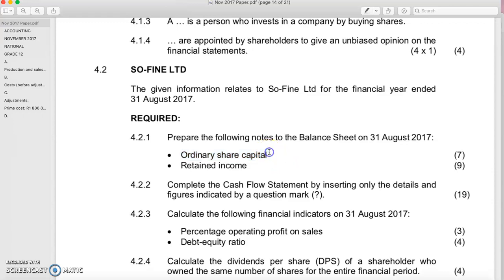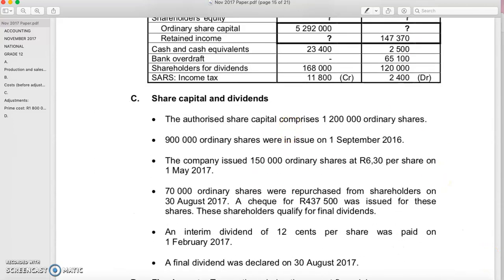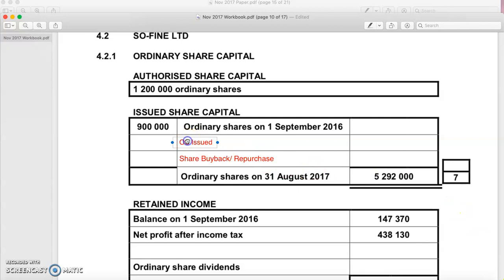And you should know that what makes up the ordinary share capital note is the share capital at the beginning of the year. Then you add any shares issued during the year, subtract any shares repurchased, and the last component is ordinary shares at the end. So even before I go to read the additional information, I will go to my note and write down these details, okay, to remember what I need to do.